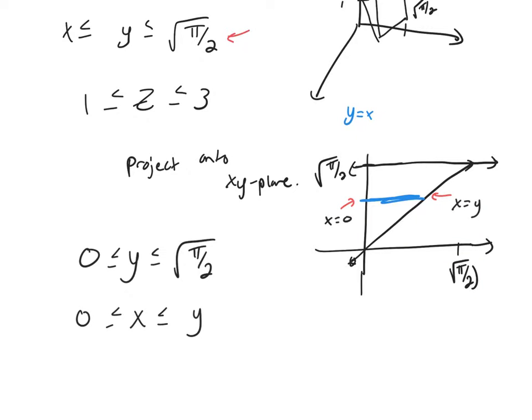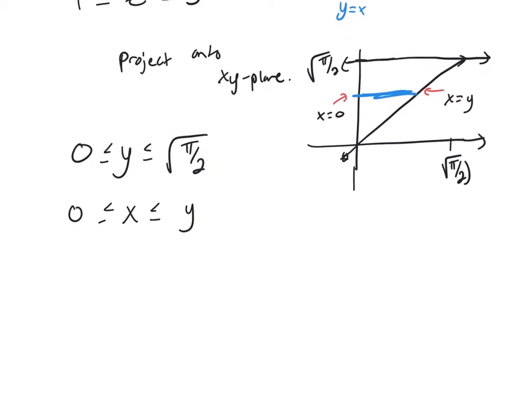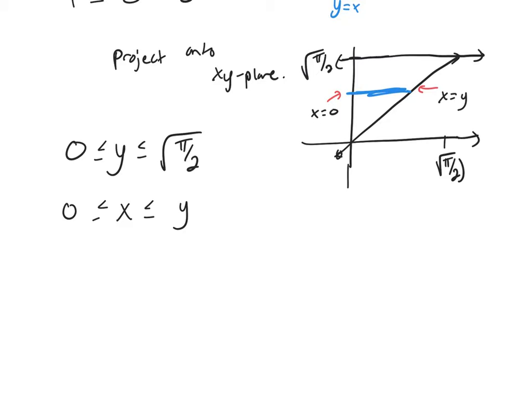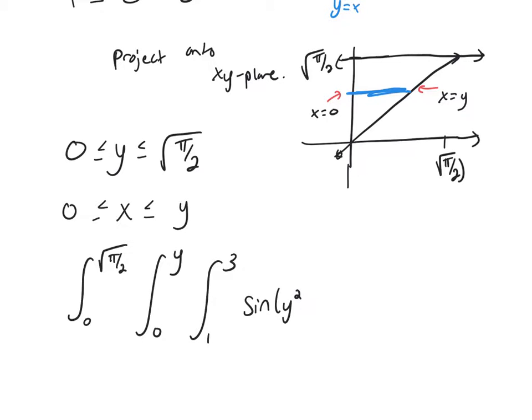So now that I've switched my x and my y, I can now switch them in my order of integration here. So 0 to square root of pi over 2. Now it'll be 0 to y. Z still goes from 1 to 3. Sine of y squared, and it'll be dz dx dy now.